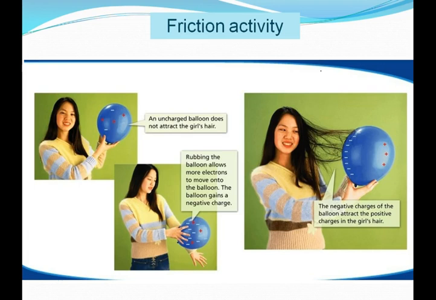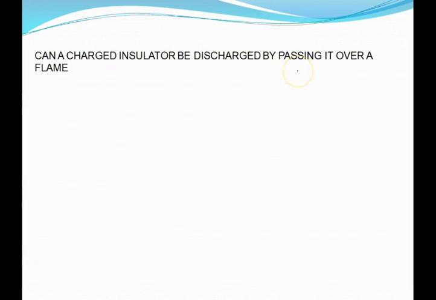You can show this activity at home also to your brother or sister. You can take a balloon, rub it with your hair or with your woolen cloth, and bring it close to your hair. What you will say, hair will be attracted toward this side, so you will explain the polarization. With the polarization the body is attracting. Just think of the answer to this question, because I will show it only in the slide.